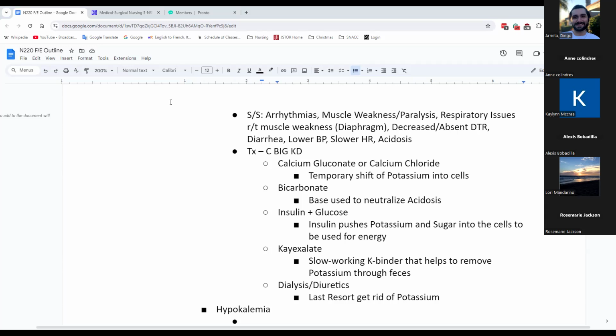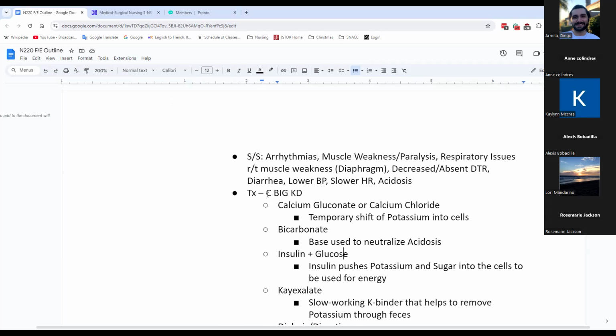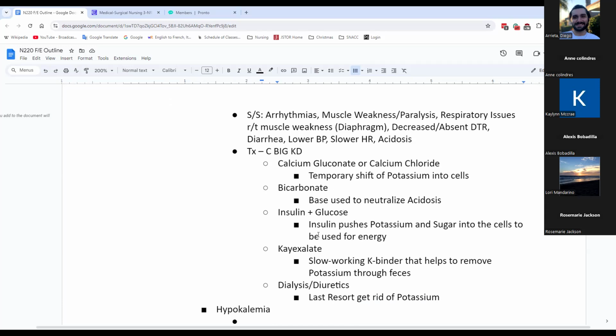And I believe Miss Gonzalez still teaches this lecture in 212. She also mentions that the order of C-BIG-K-D is kind of the order that it gets done sometimes. So you'll have the temporary one, maybe while the Kayexalate is waiting to work, or you'll do the bicarbonate, the insulin plus glucose to push it back in, and then diuretics is your last resort.